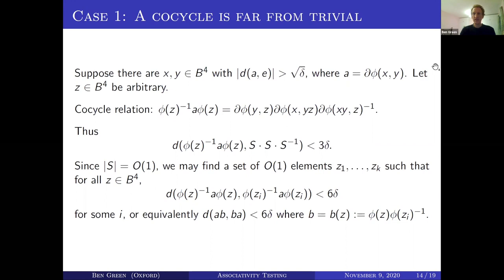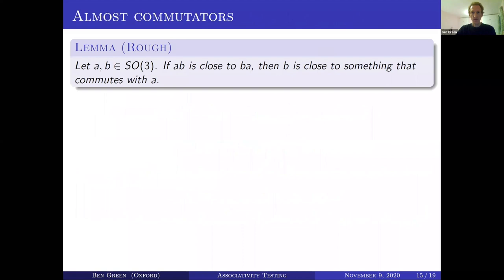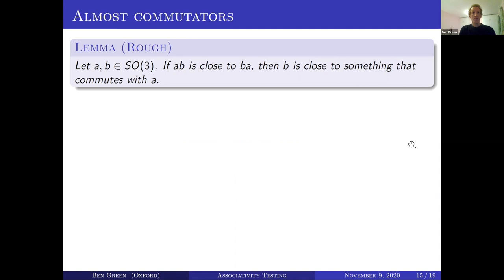Yeah, so we need to study almost commutators. And I know there are some people in this talk who have studied this kind of thing. So I have a reference request actually for those people. Here's what we want to show. Suppose that A and B are in SO3. I want to show that if AB is close to BA, then B is close to something that commutes with A. That's not a tautology, right? The distance from AB to BA is small implies that I can perturb B a little bit to something that genuinely commutes with A.